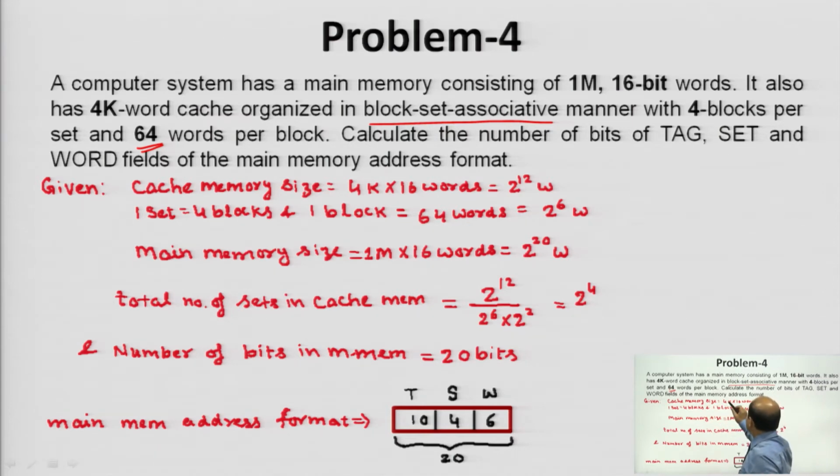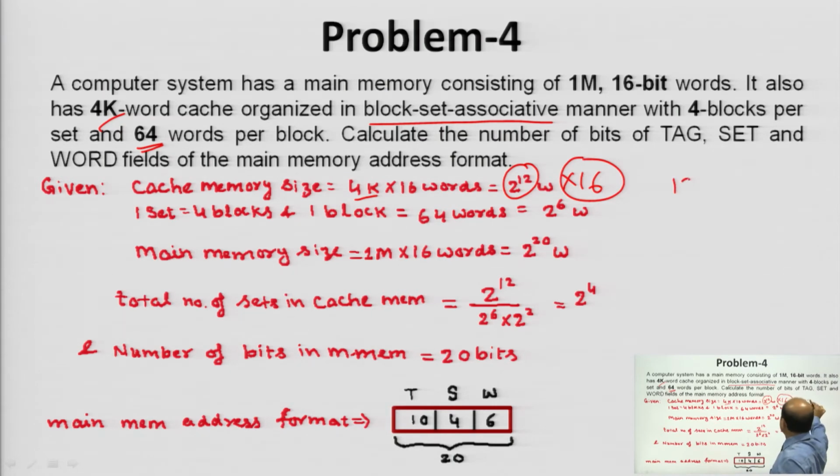Now, the cache memory size is given as 4K. So, it will come as 2 to the power 12 cross 16. Do not bother about the data part. We have to consider only the address part, which is on the left side of this cross. So, 4K means 2 to the power 12 words. So, 12 bits for cache memory, and in each set there are 4 blocks, and in each block there are 64 words. So, we can calculate the cache memory size in terms of words also.